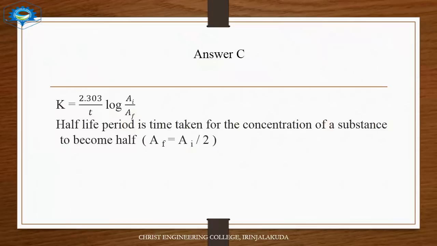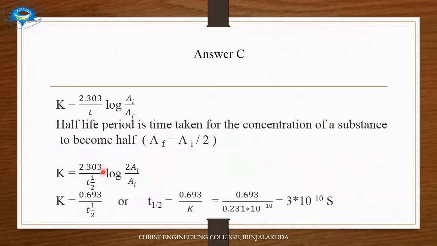So initial concentration is AI, and when half-life time is considered, the final concentration AF becomes equal to initial concentration divided by 2. Okay, so AF equals AI divided by 2. Substitute this into this equation by considering half-life time. So K becomes equal to 2.303 divided by T half, log of initial concentration AI divided by final concentration AI by 2, which is 2AI by AI. So this AI gets cancelled. So we have log 2.